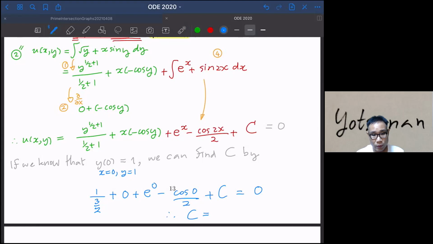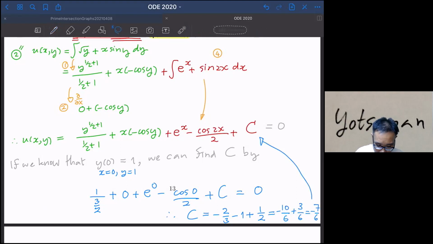C will be equal to negative 2/3 minus 1, and you're gonna plus 1 half. So you're gonna have negative 2/3 minus 1 plus 1 half, and this is going to be negative 5 over 3. 5 over 3 is 10 over 6, plus 3 over 6, so it's going to be negative 7 over 6. So that will be my C that can be put here for the particular solution. I'm gonna just make this one a little bit smaller.